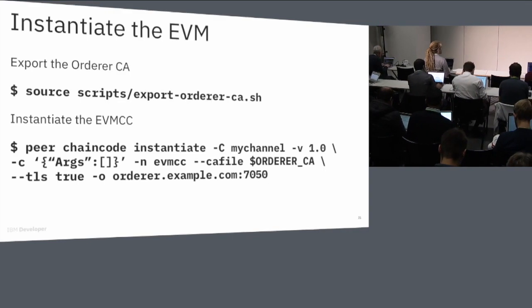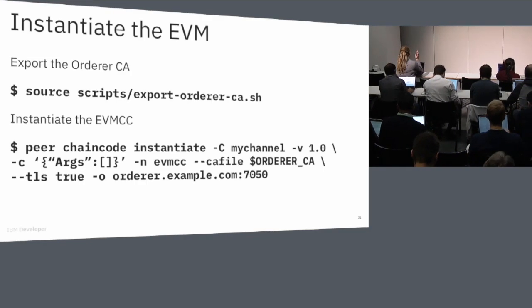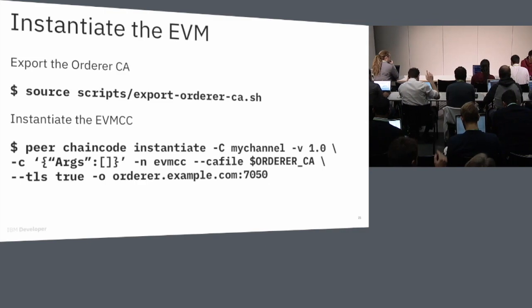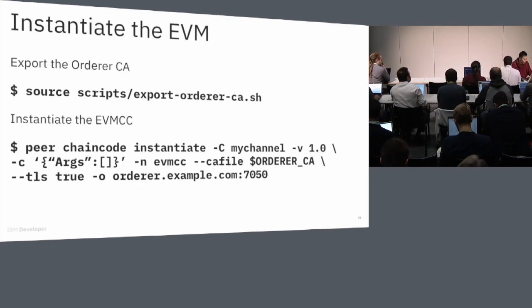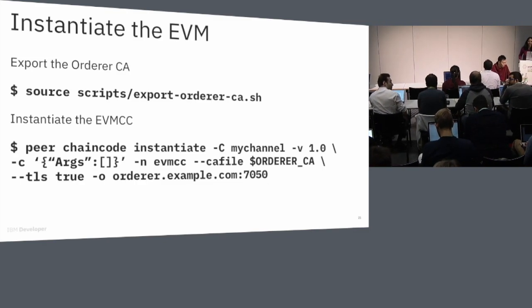Show of hands, how many people have instantiated the EVM? How many people have installed it? Is it the same people? Okay. How many people are still waiting on the network? Let's figure out where people are stuck at.